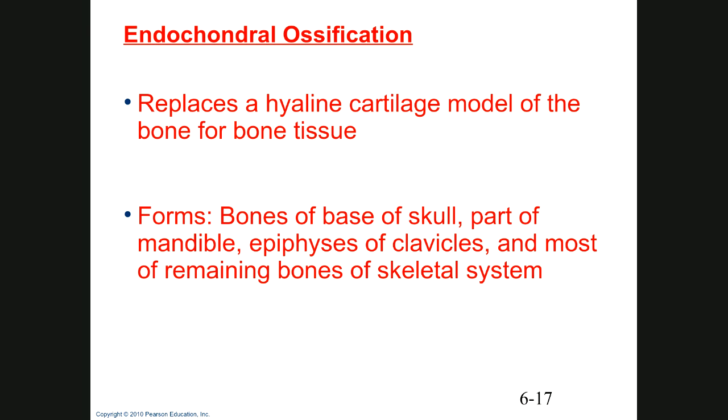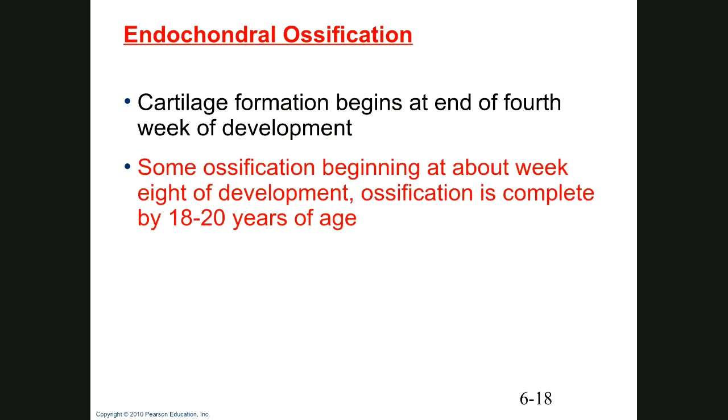Endochondral ossification, on the other hand, is going to start out with a hyaline cartilage model of the bone, which will be ossified. Bones made by this mechanism are pretty much all of the long bones, bones at the base of the skull, parts of the mandible, and the epiphysis of the clavicles. So really, when you think of endochondral ossification, you should think of long bones. The process continues throughout life until after puberty, 18 to 20 years of age, when the growth of the length of long bones ceases.